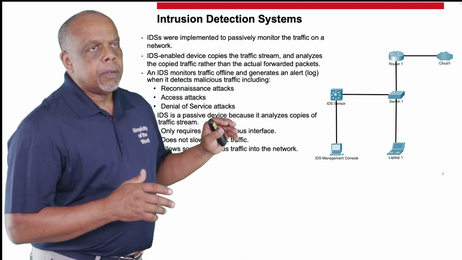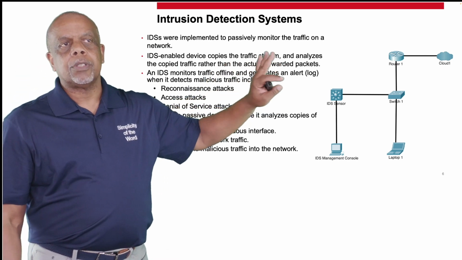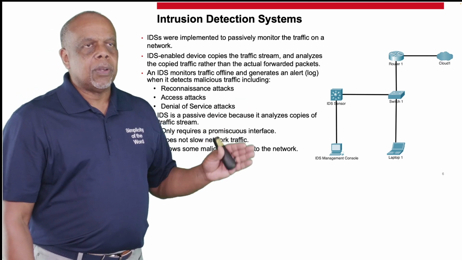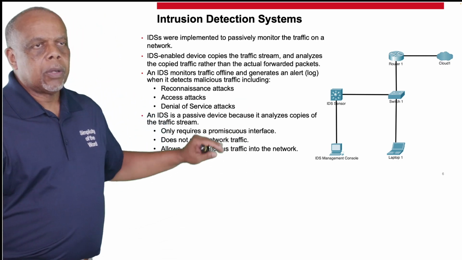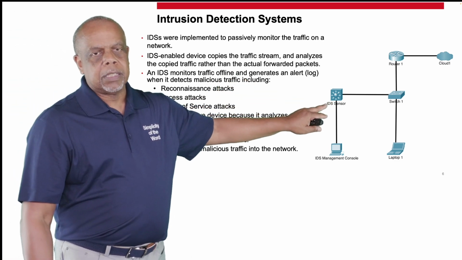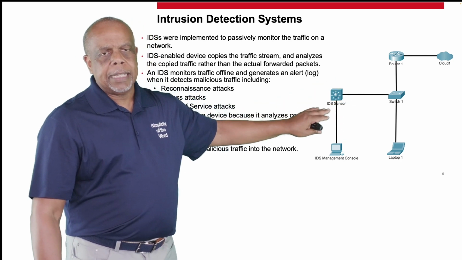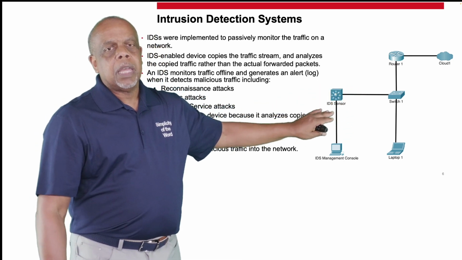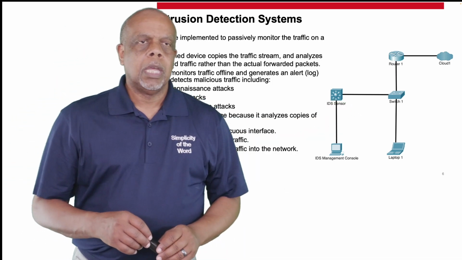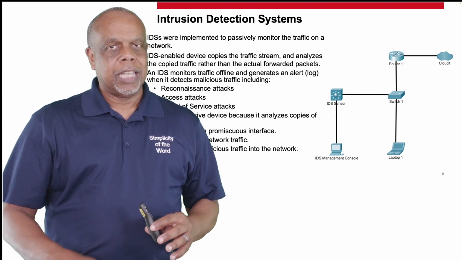Okay, let's dig a little deeper into IDS, intrusion detection systems, and what they actually are. They are implemented to passively monitor the traffic on your network. What I mean by that is it is not in line with your actual data. It basically copies the traffic. So look at this sensor right here. In this IDS, there are 2 ports on that device, and one port is in what we call promiscuous mode.